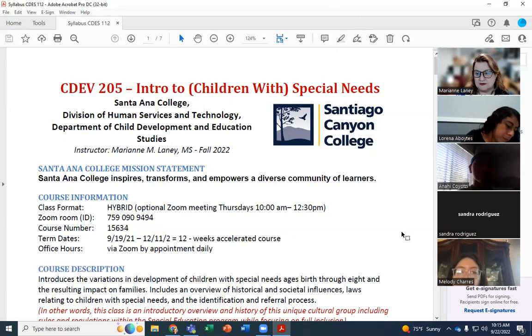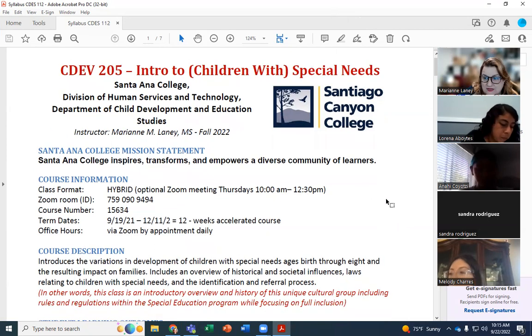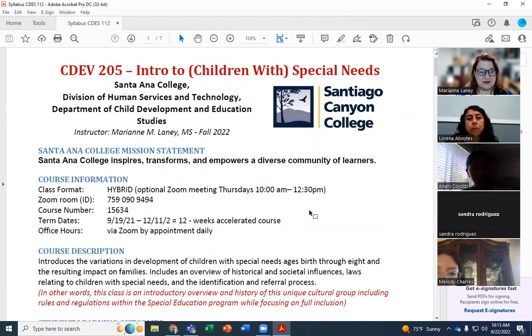So 205 here, and that's the original number. Ours is now 202 over there. But again, on every syllabus, you're going to have the mission statement, which is lovely because Santa Ana's is really short. I love it. Ours is like 5 lines. This one's great: inspires, transforms, and empowers a diverse community of learners.